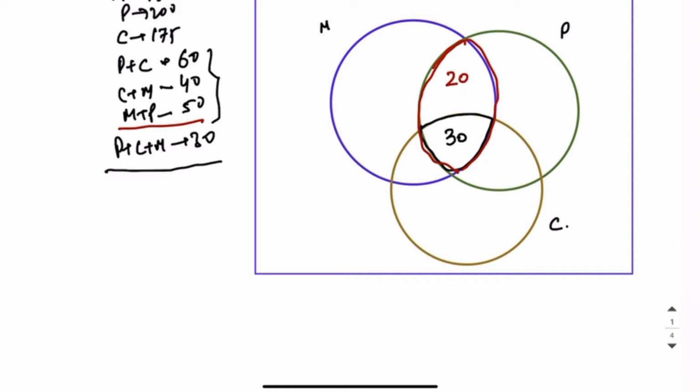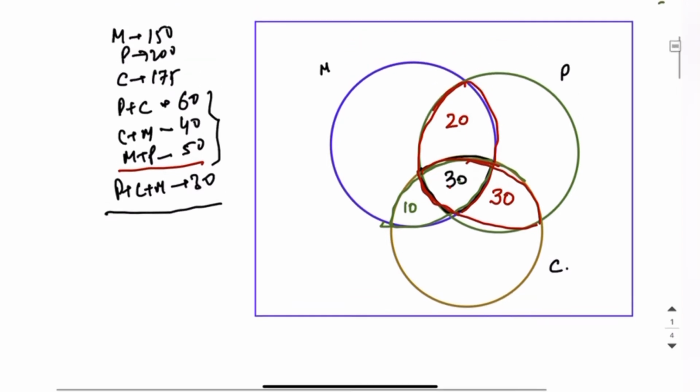If we take chemistry and mathematics, the common region is this, and the total students for this is 40. The already 30 are placed. It means that is 40 minus 30, that is 10. Now if we take physics and chemistry, the common region for physics and chemistry is this, and you have 60 students. Already 30 students are there, means this is 60 minus 30, that is 30.